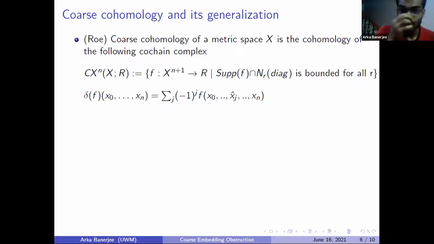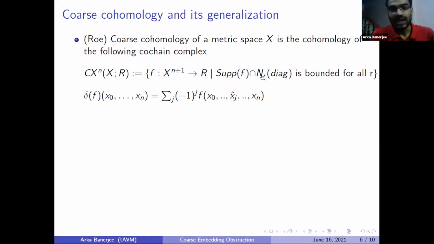So I haven't told you what coarse homology is. The coarse homology was defined by Roe, and what you do is you look at this. An n-cochain is a map from (n+1)-tuples to R. So you think about this (n+1)-tuple as the vertices of n-simplices, and you are assigning some number to each of these (n+1)-tuples, just like usual cochains. But you have this support condition on the support of f.